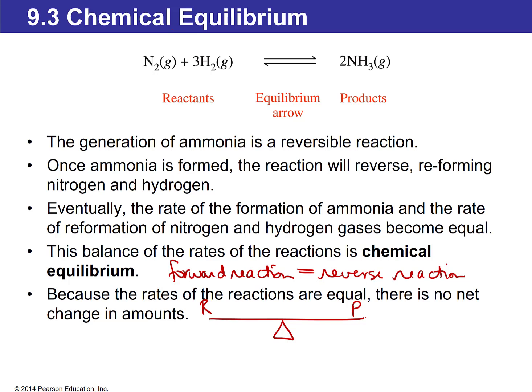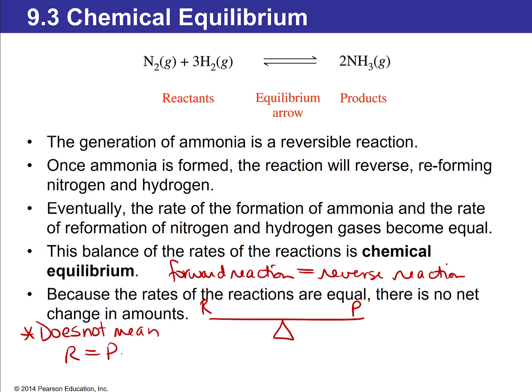It doesn't necessarily mean I have 50-50. Like we said with vinegar, 5% of the vinegar molecules form ions and 95% don't, but that's equilibrium. Equilibrium does not necessarily mean you have equal amounts of reactants and products. It just means that you reach a point where forward and reverse reactions are the same, so there's no net change. So this does not mean that reactants equal products.